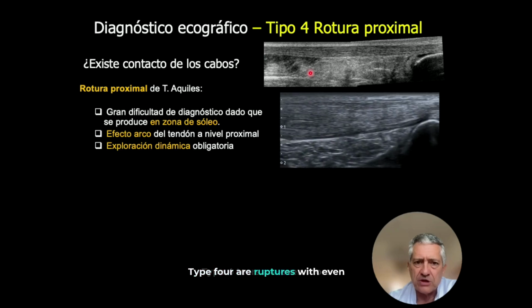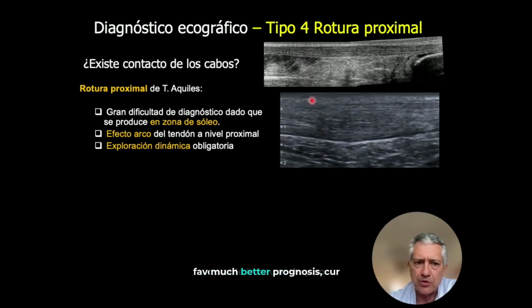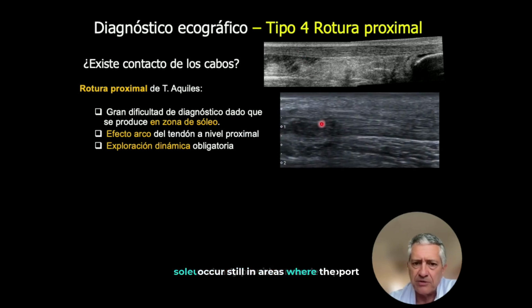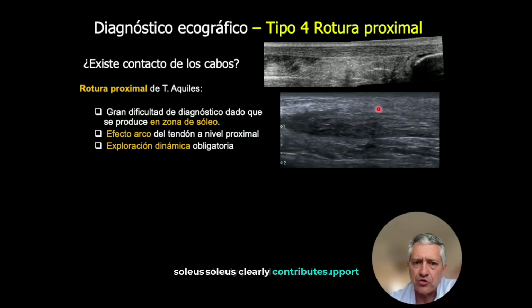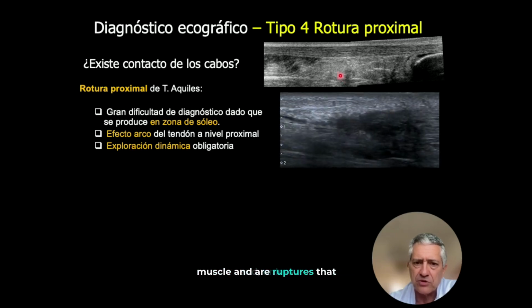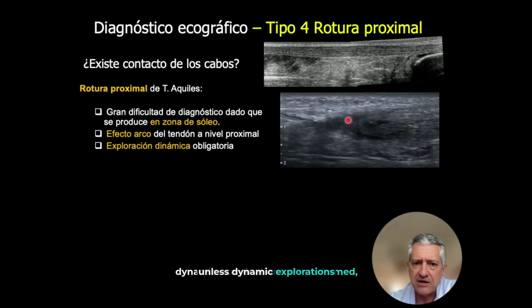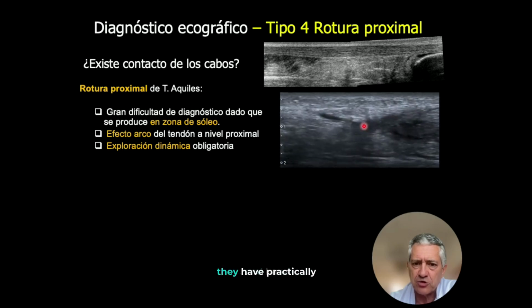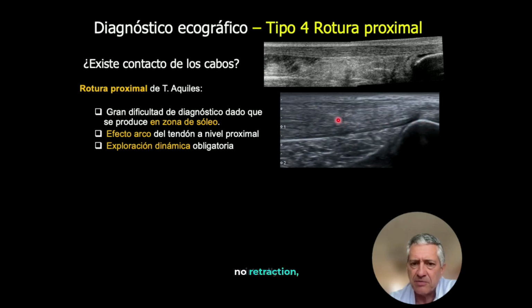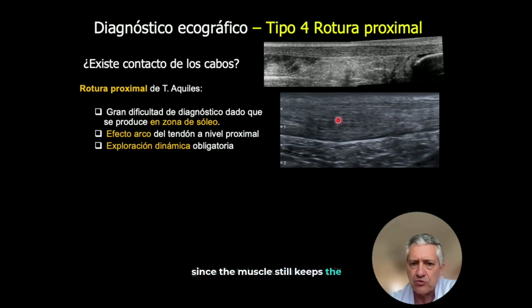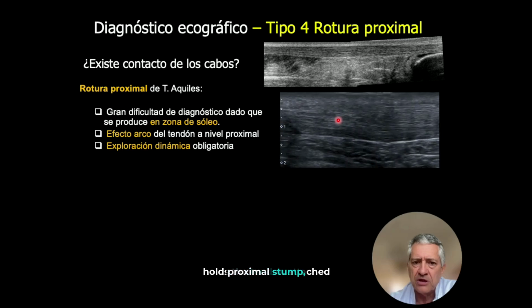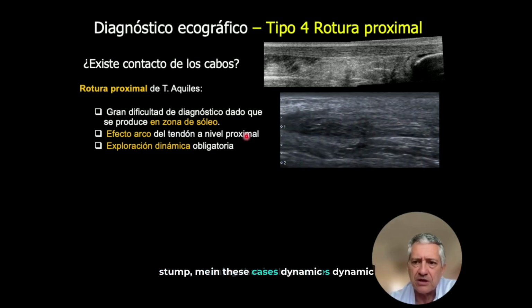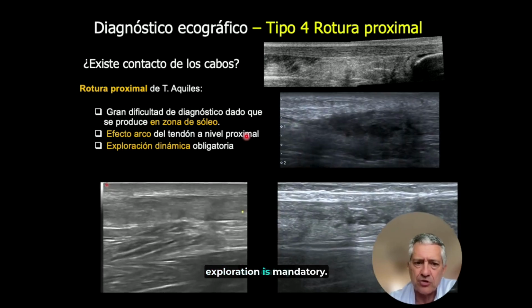Type 4 are ruptures with even much better prognosis because they are ruptures that occur still in areas where the soleus clearly contributes muscle, and are ruptures that unless dynamic explorations are done, we will practically not see them. They have practically no retraction, since the muscle still keeps the tendon close to the proximal stump, so in these cases dynamic exploration is mandatory.